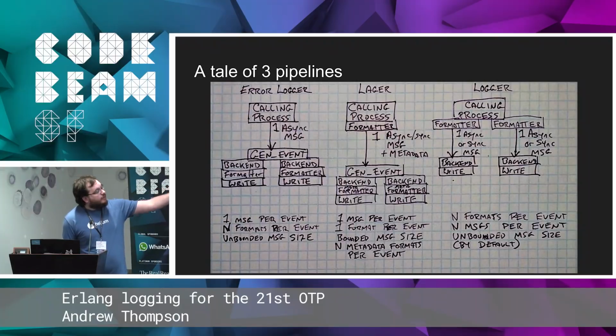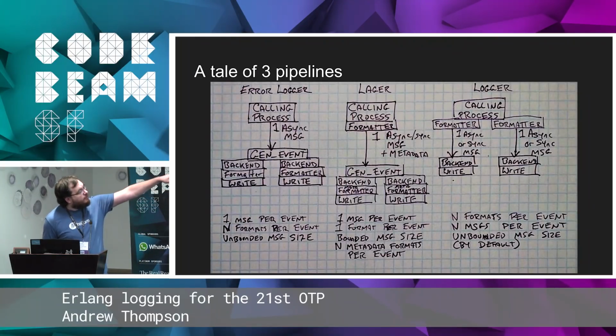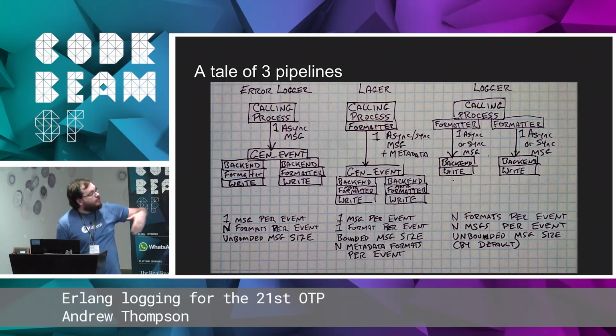And now we have the new OTP logger, which looks quite different. As you can see, we format in the calling process, but we do it a variable number of times. And then for each formatter, we send an asynchronous or a synchronous message, depending again on the overload state, to the backend. The backend then just simply writes to wherever it's going.